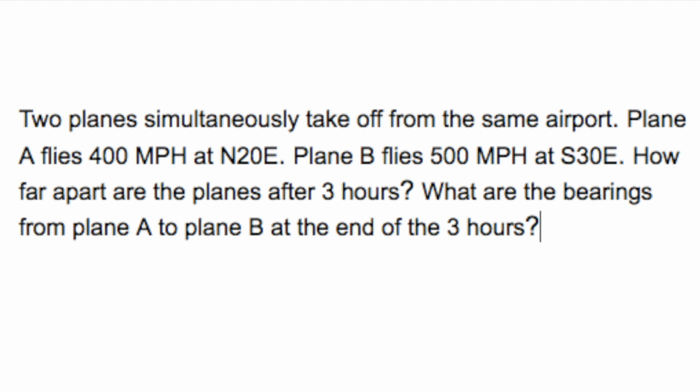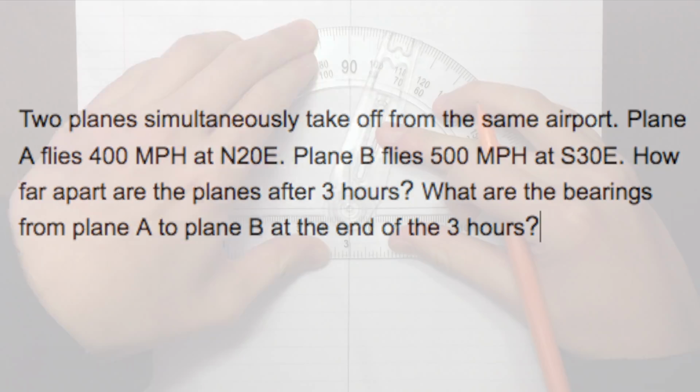Two planes simultaneously take off from the same airport. Plane A flies 400 miles per hour at north 20 degrees east. Plane B flies 500 miles per hour at south 30 degrees east. How far apart are the planes after 3 hours? What are the bearings from plane A to plane B at the end of the 3 hours?